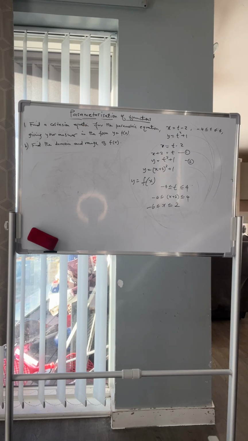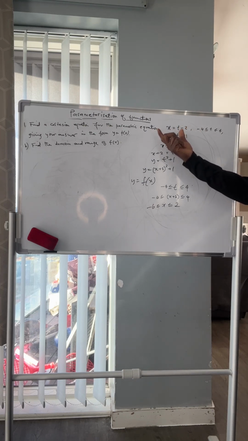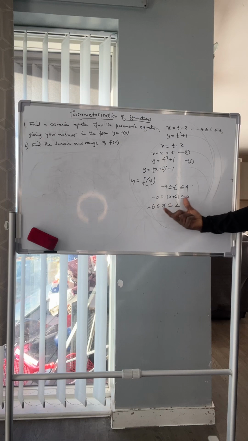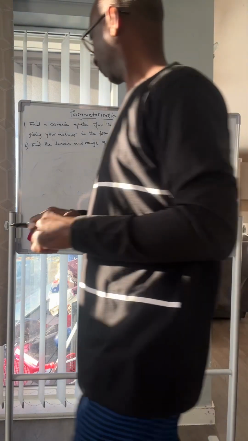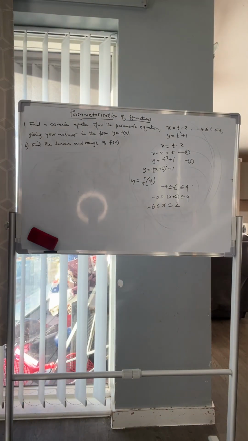So what is this value here? This is our domain. Before, when we were using the interval here for t, it was minus 4 to 4. This was our domain in the parametric form. Now we are going to the Cartesian form. This is our new domain, minus 6 and 2. X is greater than or equal to minus 6, but less than or equal to 2. So we got what we want.